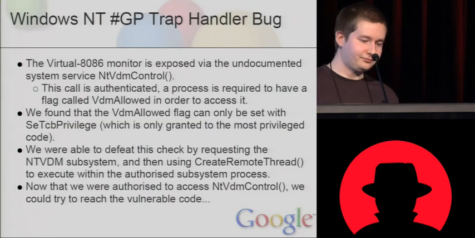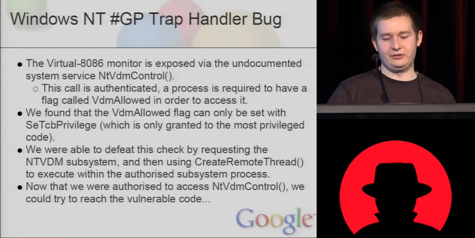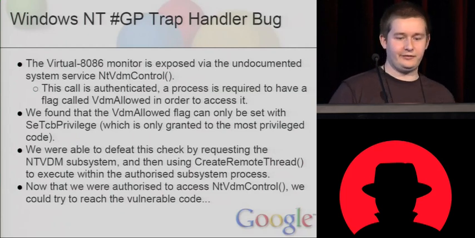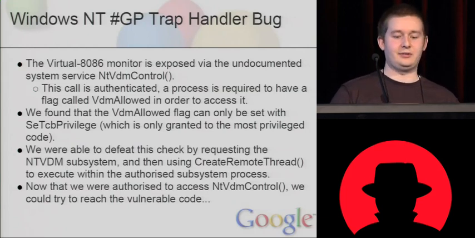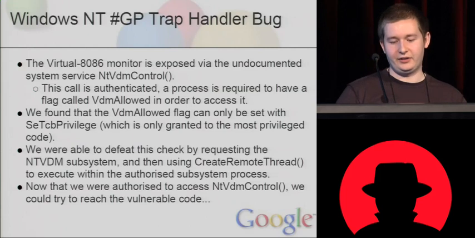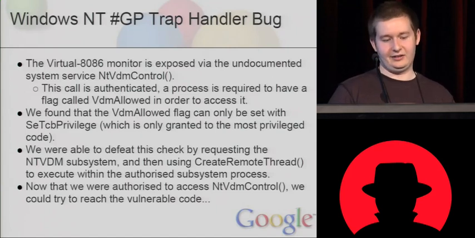So if you have SeTcbPrivilege, like TCB is trusted computing base, then you're already one of the most privileged processes on the system, and you don't really need to escalate privileges any further. So it's not immediately obvious that you can still access this system call. But you can defeat this really easily. All you have to do is invoke the real NTVDM subsystem, and then use the Win32 API CreateRemoteThread to execute within it. This way, your thread is executing within a process that already has this flag set in its EPROCESS structure.